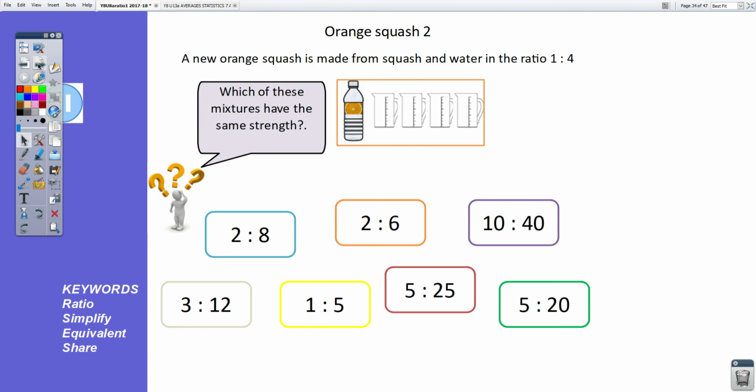Orange squash 2. A new orange squash is made from squash and water in the ratio 1 to 4. Which of these mixtures will have the same strength? Again, if you can pause the video please and press play when we're ready to see if you got this correct.